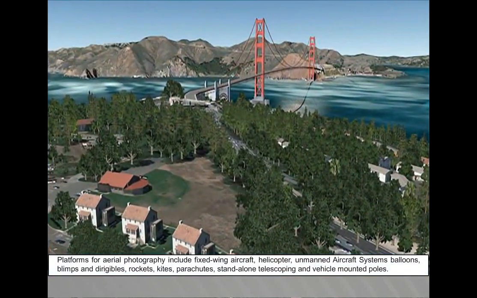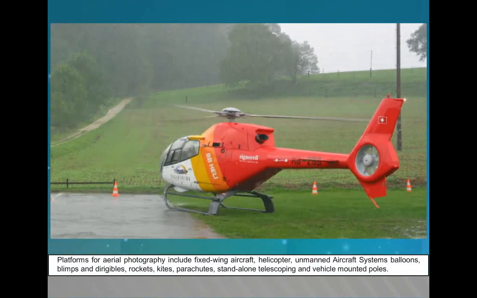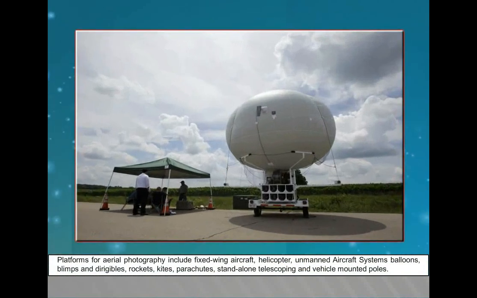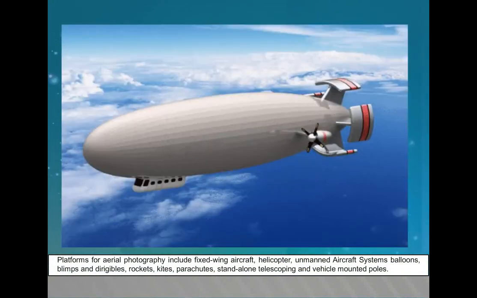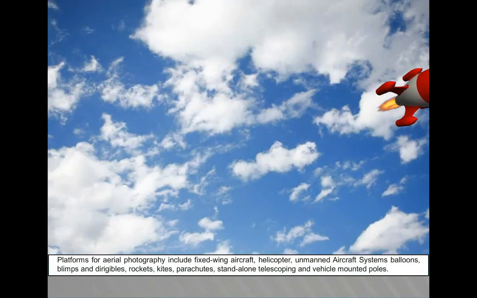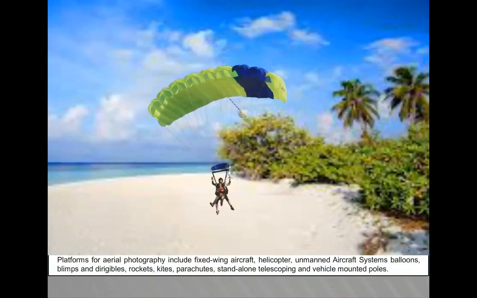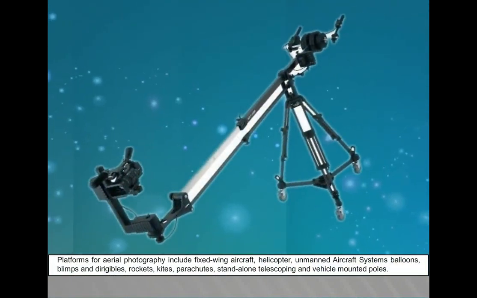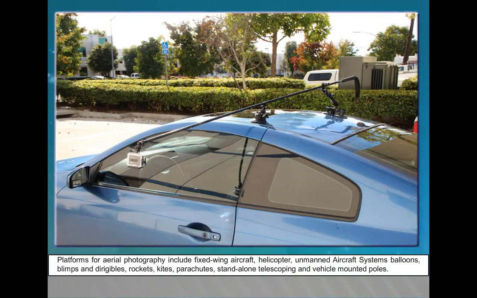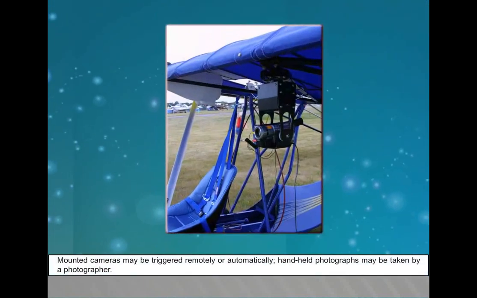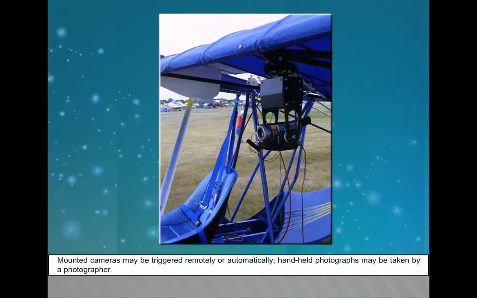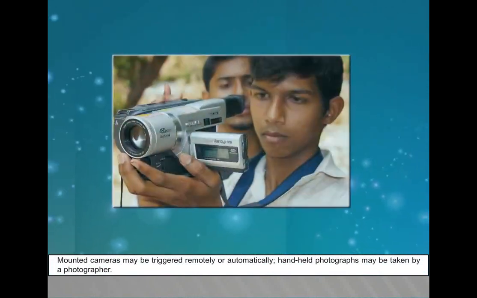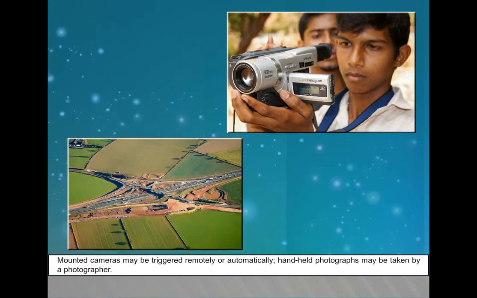Platforms for aerial photography include fixed-wing aircraft, helicopter, unmanned aircraft systems, balloons, blimps and dirigibles, rockets, kites, parachutes, standalone telescoping, and vehicle-mounted poles. Mounted cameras may be triggered remotely or automatically. Handheld photographs may be taken by a photographer.